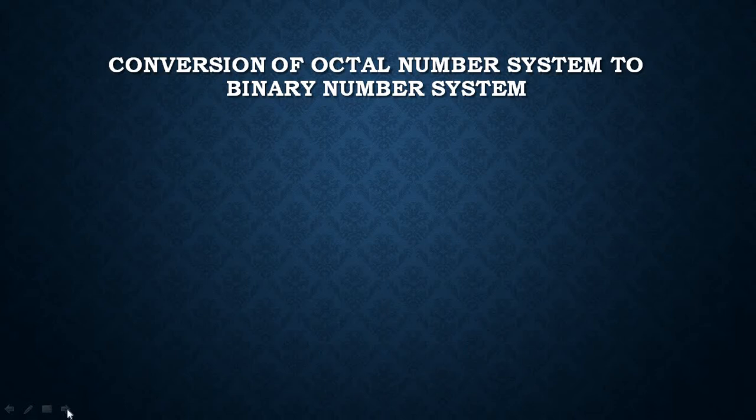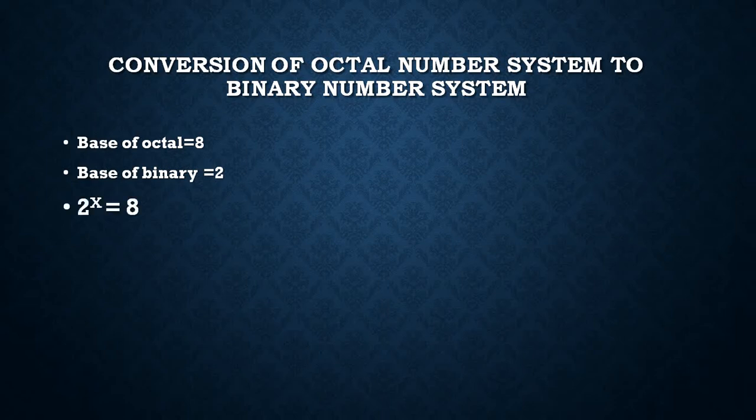Now we first concentrate on octal number system to binary number system. Here the base of octal is 8 and the base of binary number system is 2. Now we have to make the equation 2 raised to x equal to 8. This shows the relation between octal number system and binary number system. If we find the value of x, we get the idea how to represent the octal number in binary number system. So the question is, what is the value of x?